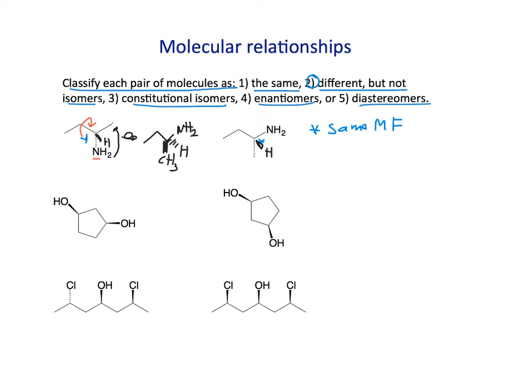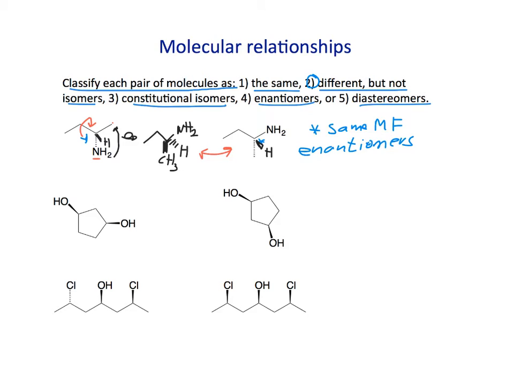So let's compare here. The nitrogen, the amine, is in the same position, but look, the methyl and the H are opposite. So they have the opposite chirality, and so these two are enantiomers. All right, let's go back to the second way.